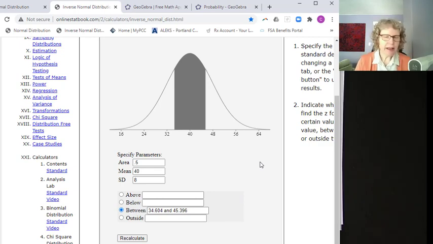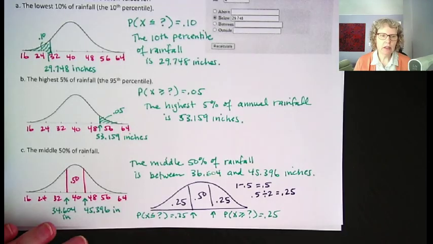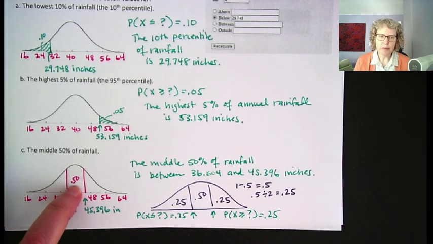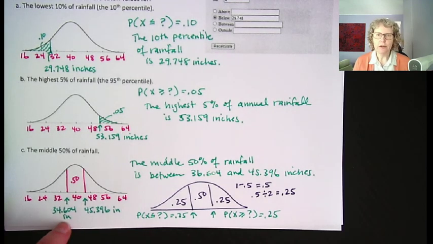Okay, so that is how to find percentiles or cutoff values. So you're putting in an area this time, or a probability, and you're finding a value with units.